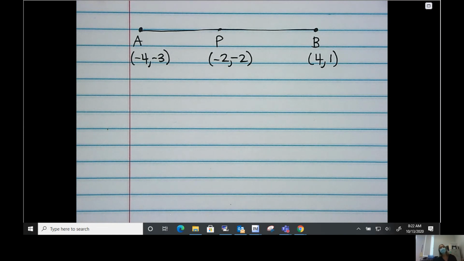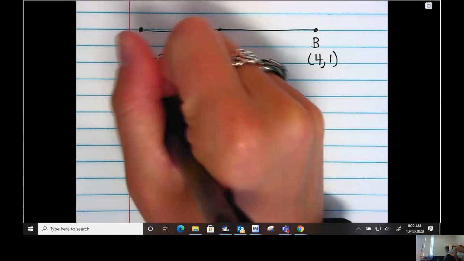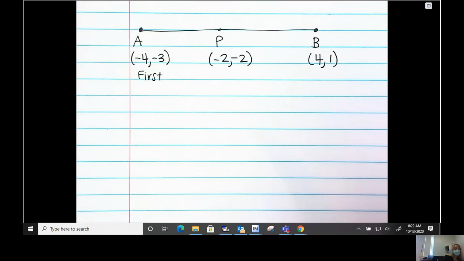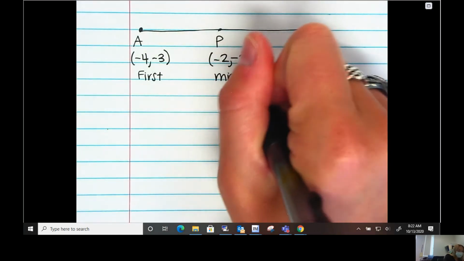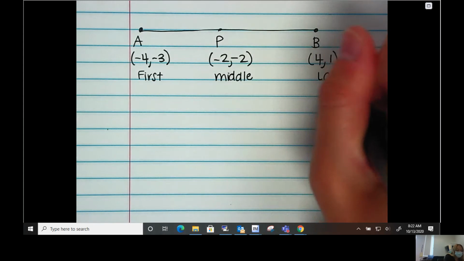Now, which one of those is your first point? A, P, or B? My first point. P is my middle point, and B is my last or my end point.